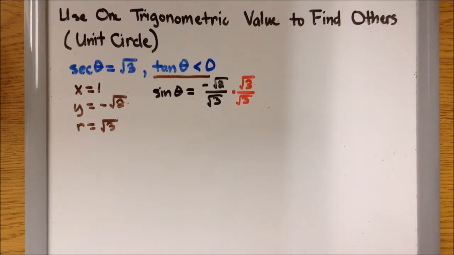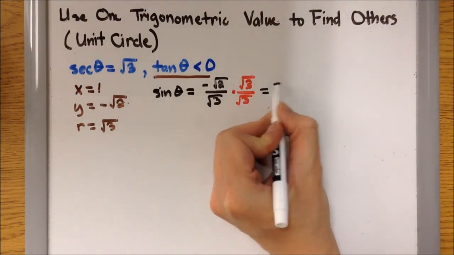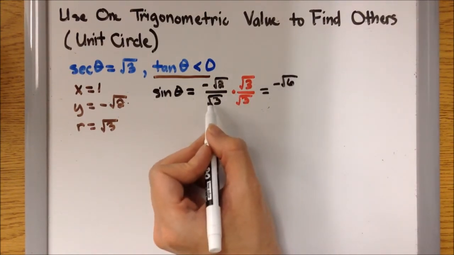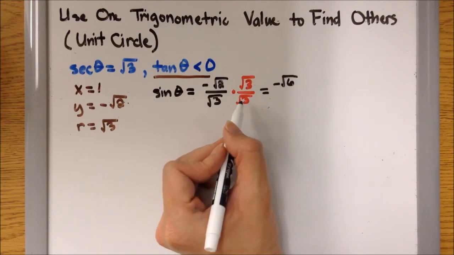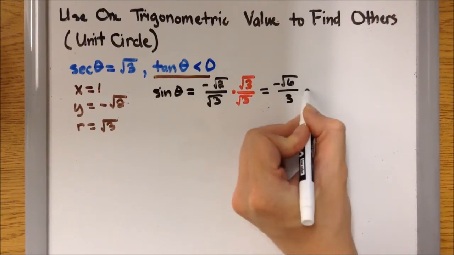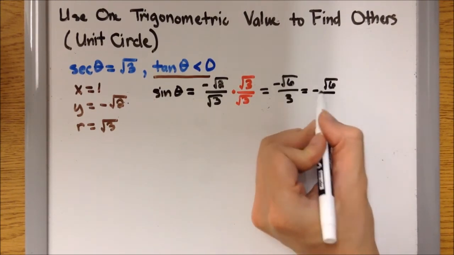So when we do that, on the top, it's negative square root of 6. And then when we multiply, square root of 3 times square root of 3 will become square root of 9. And the square root of 9 is just simply 3. So we simplify to negative square root of 6 over 3.